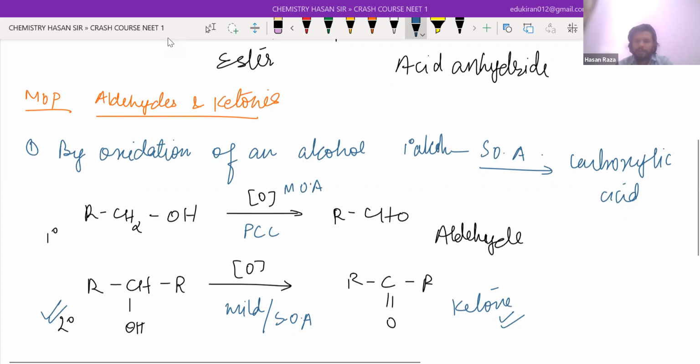So by oxidation of alcohol, you can easily get aldehyde or ketone depending upon the alcohol. If it is primary, then it is converted into aldehyde. If it is secondary, then it will be converted into ketone.